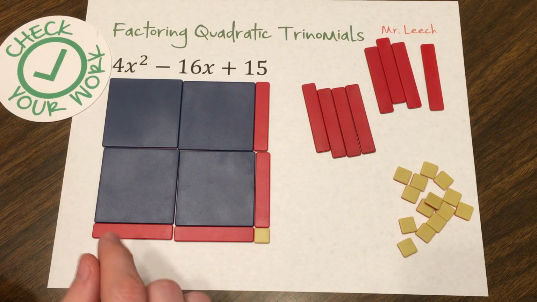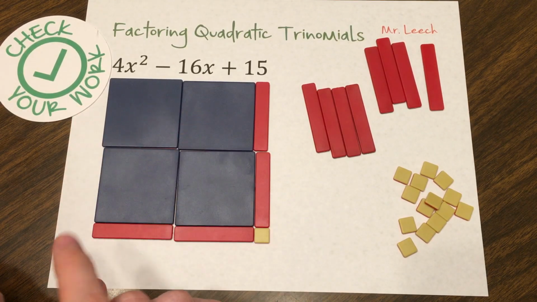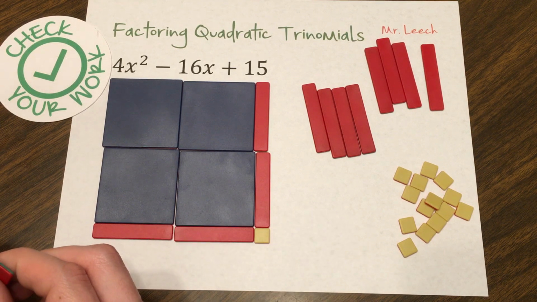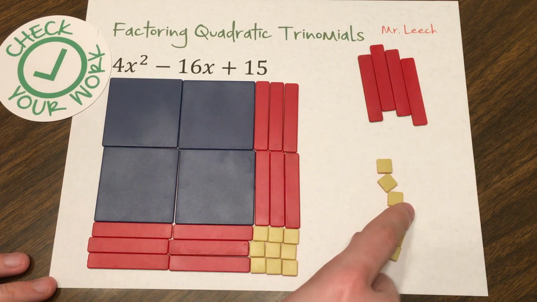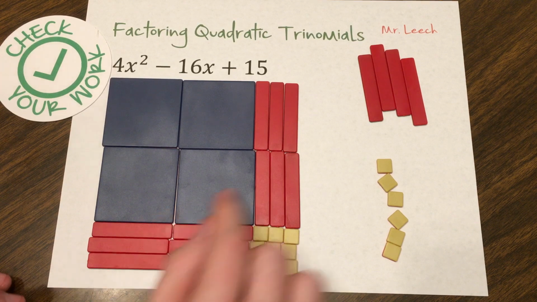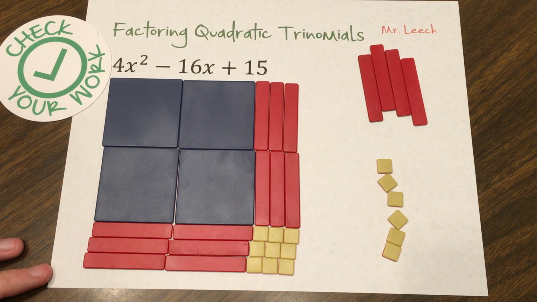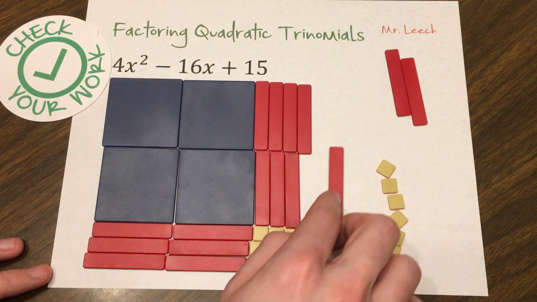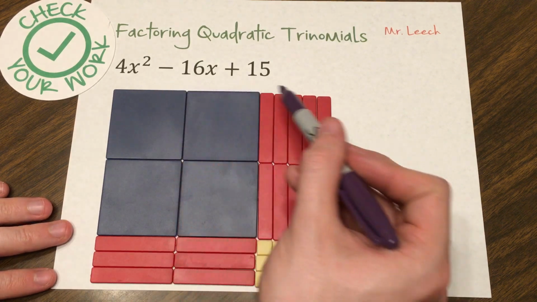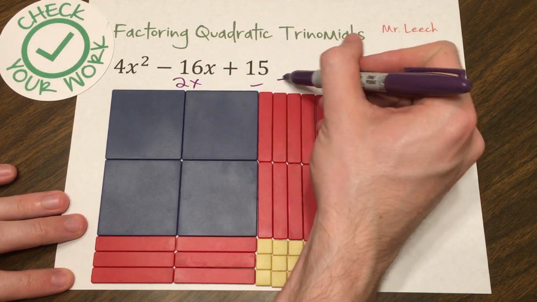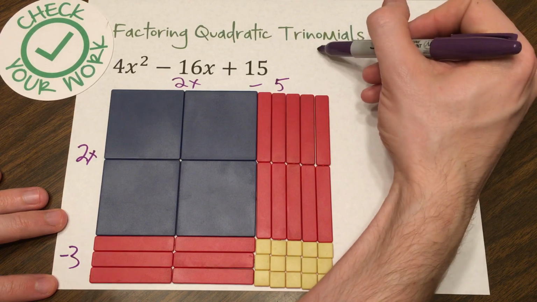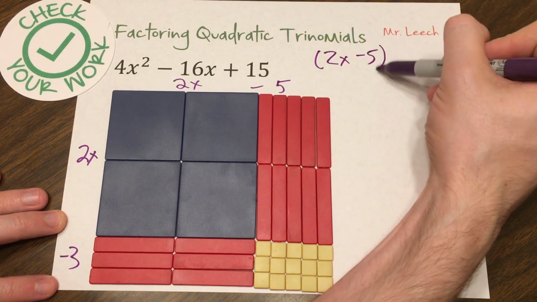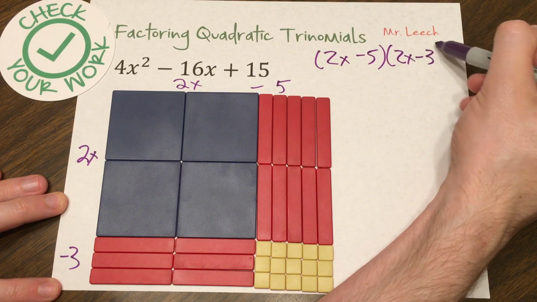So I decided to try the x squareds in an arrangement of 2 by 2. I'm on my last set of tiles to place, and I noticed something. I only have 6 constants remaining, so I know I don't need to wrap another set of x's around. So I'm just going to put a set here and a set here. So here I end up with 2x minus 5 and 2x minus 3. Let's multiply those together. 2x minus 5 times 2x minus 3.